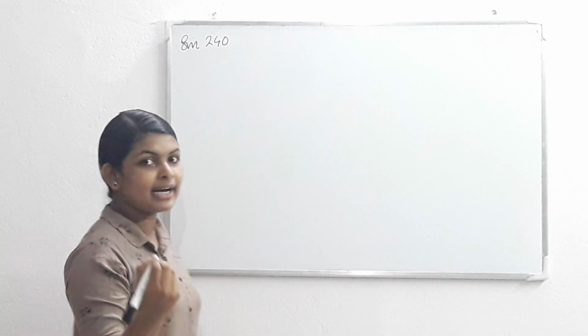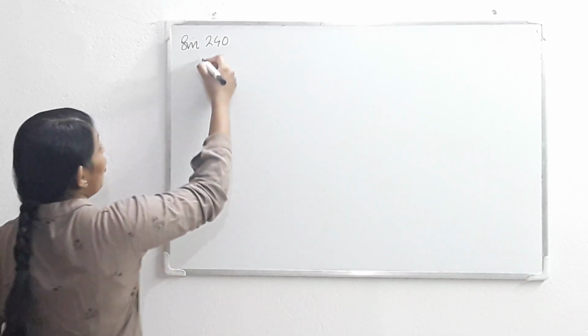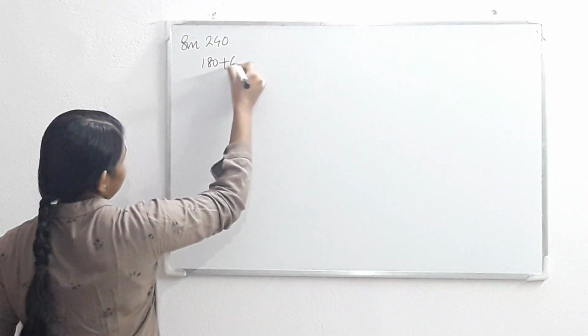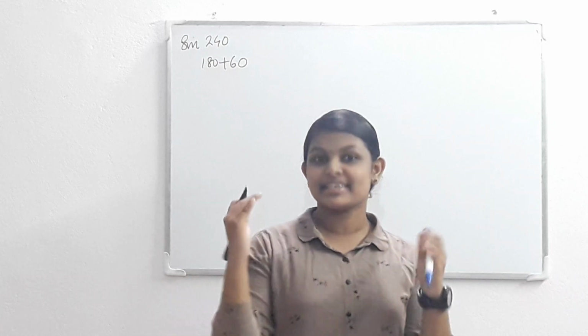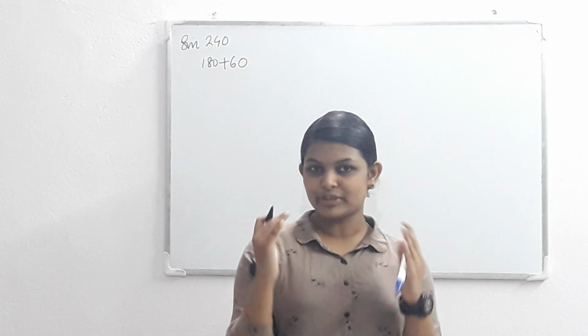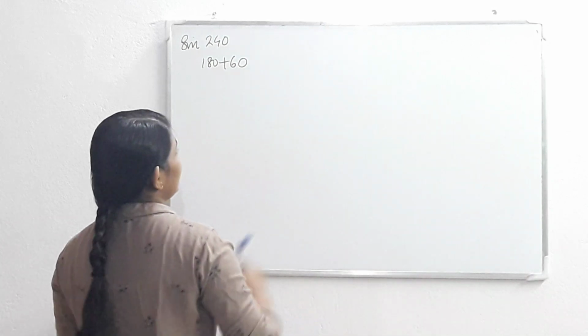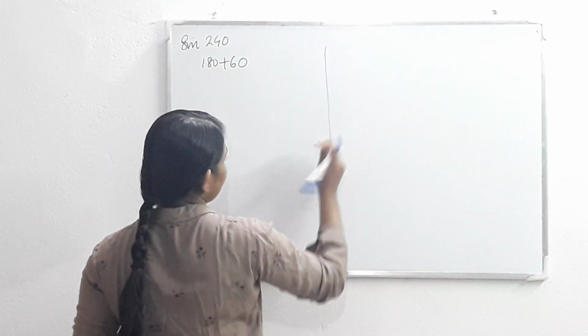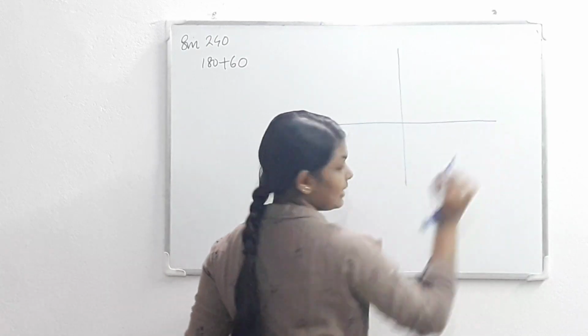Can you please say what is the value of sin 240? This 240 can be written as 180 plus 60. To deal with such types of questions, there is a simple shortcut. For the shortcut, we have to consider a coordinate system with x and y axes.